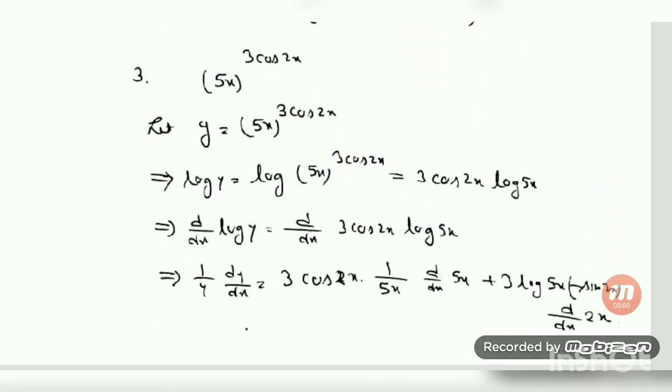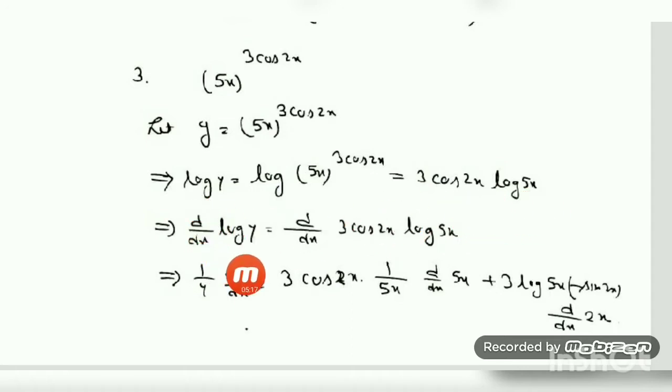After that, I just take log on both sides. Log of y will be equal to log of (5x) to the power 3 cos 2x. The power you can write down as a product, so it becomes 3 cos 2x into log of 5x. Then you can take differentiation, simplification is done.